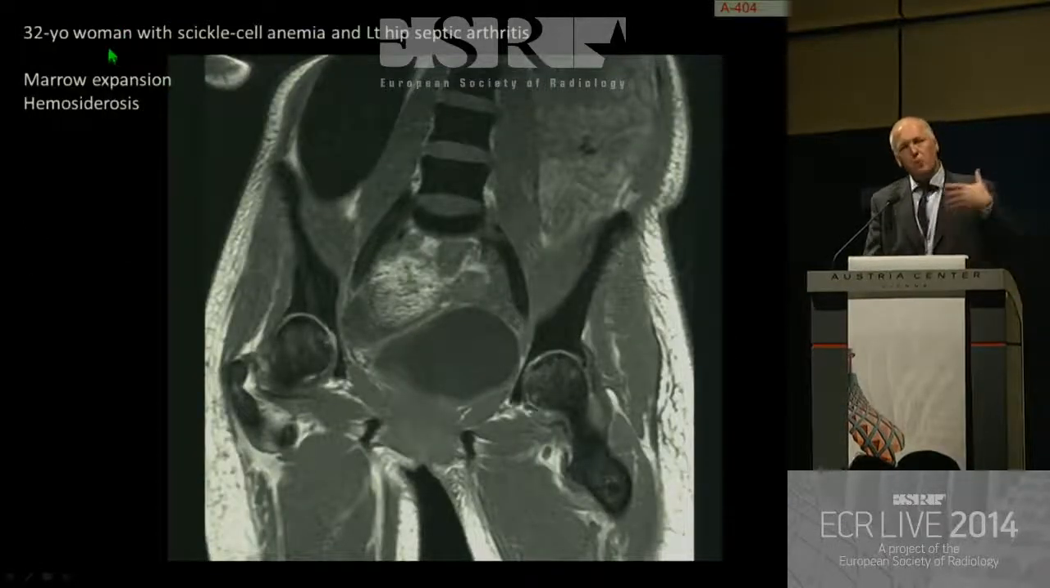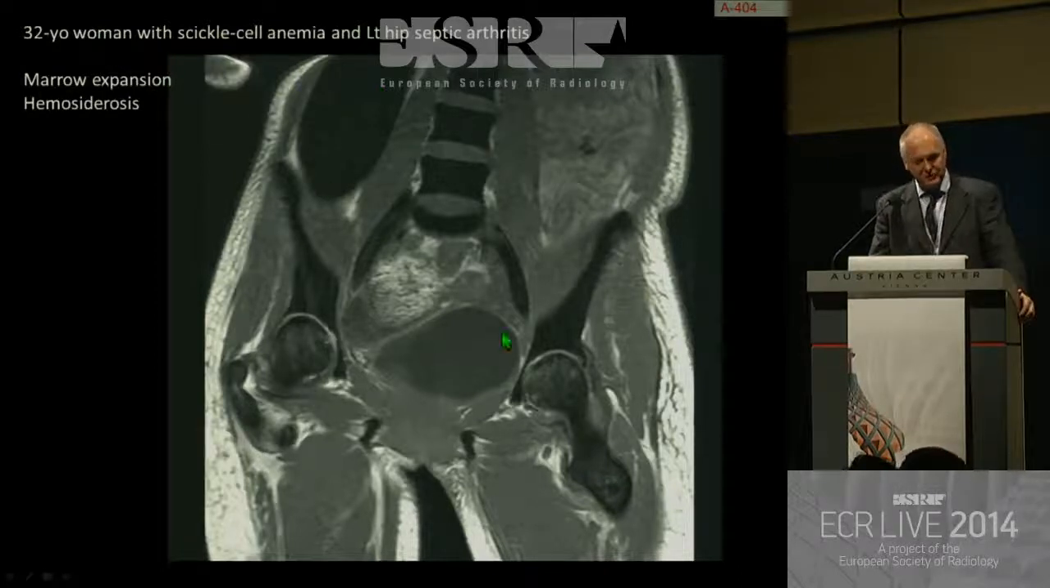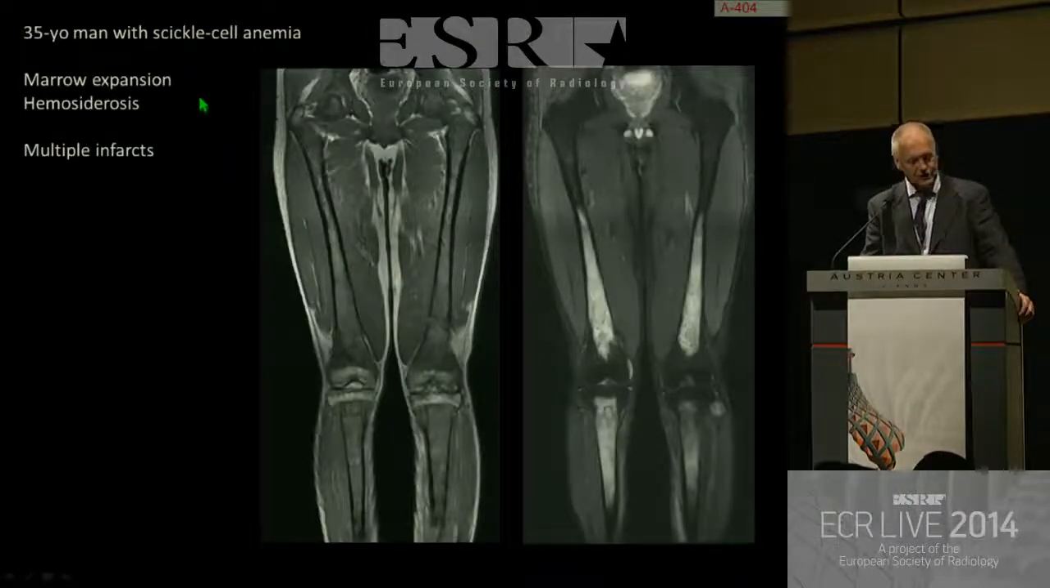You have to be aware of these images because you will see patients with this disease. She came to us for septic arthritis. So you should consider this abnormal signal intensity within the marrow, the liver, and so on as an expected finding and not as an abnormal condition. It is related to her condition.